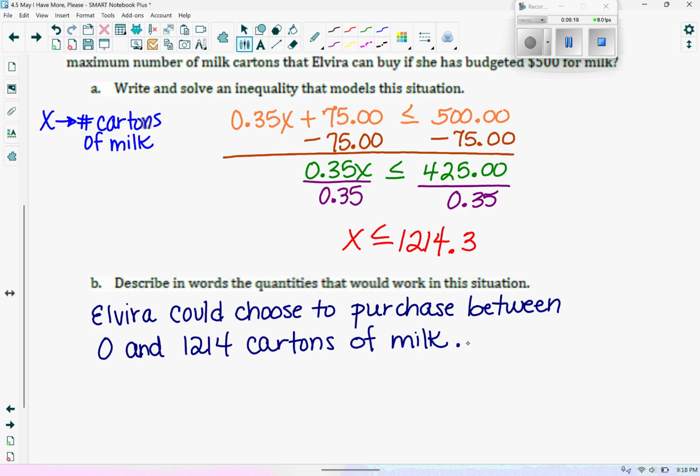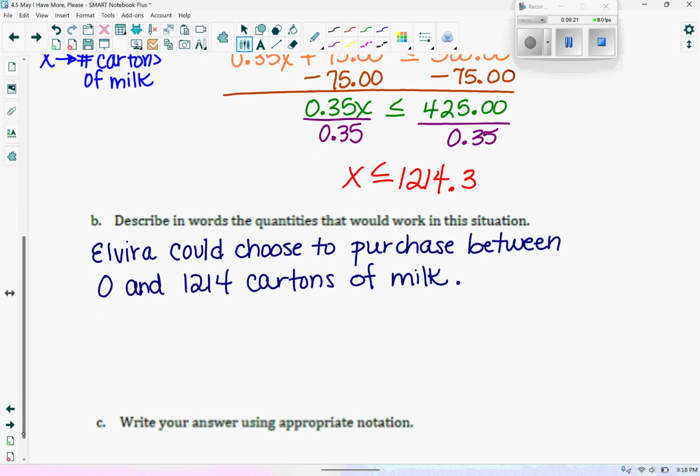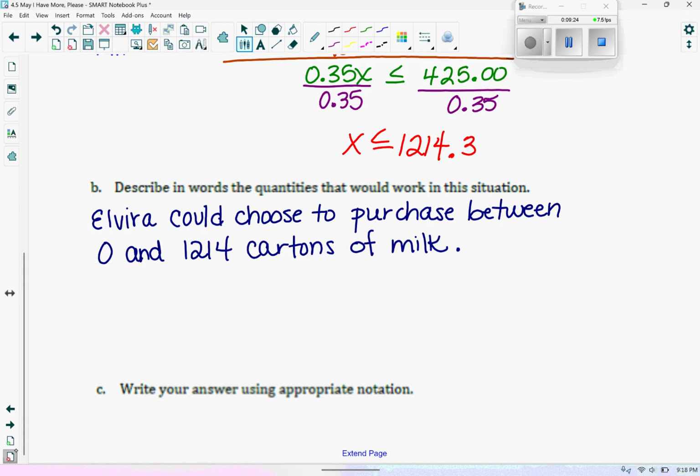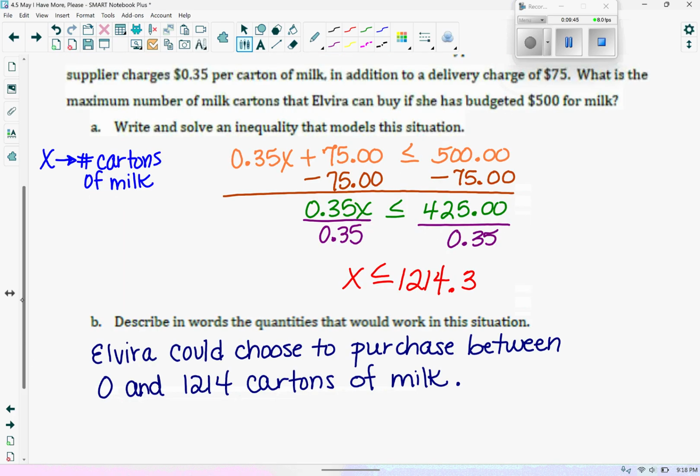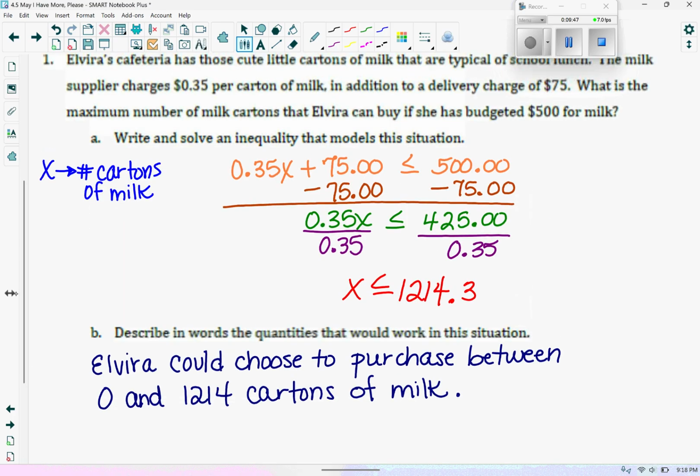All right, now down here on part C, it says write your answer using appropriate notation. That is something that you guys have not learned yet, so you can just mark through part C for right now. Later on, when we start doing interval notation and inequality notation, you will learn that. But for this lesson, you don't know how to do that yet. All right? So pause it if you need to. I'm going to keep going here in just a second.